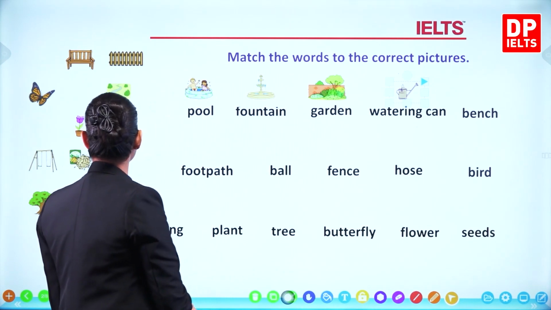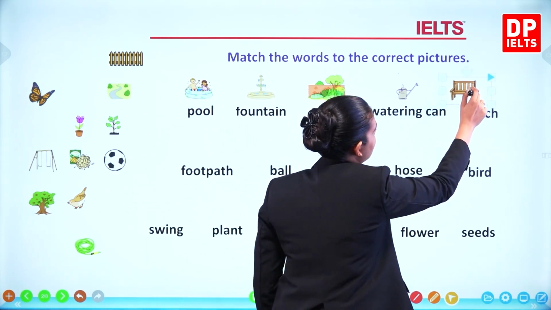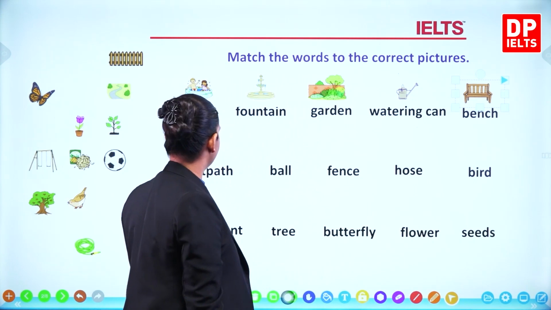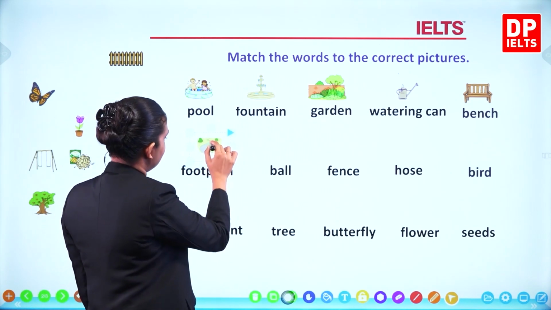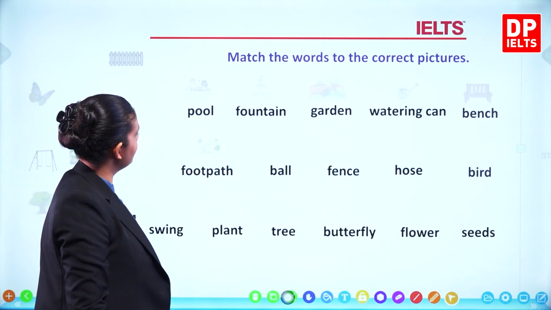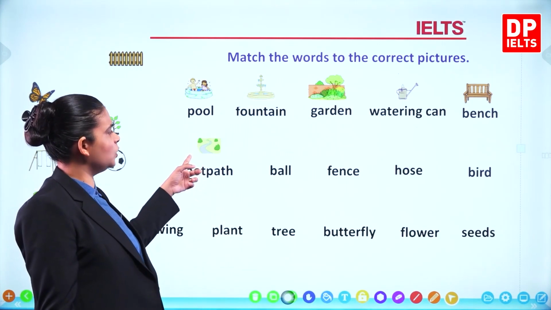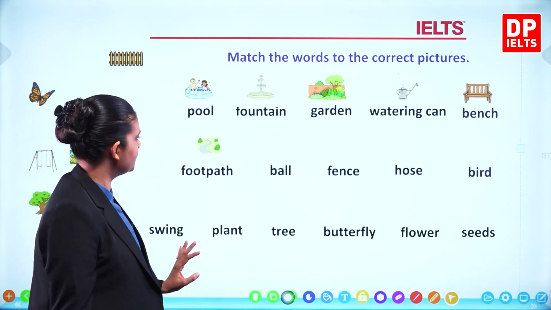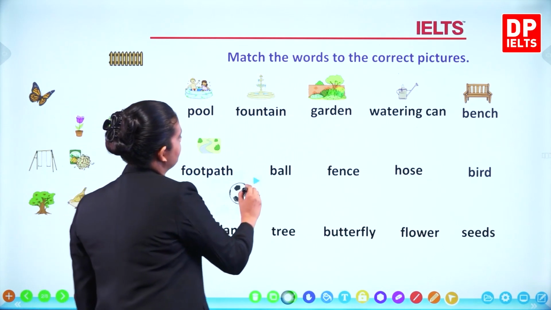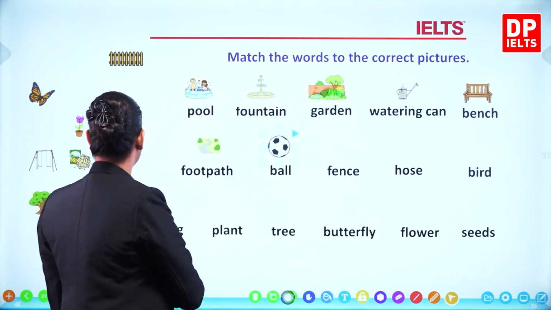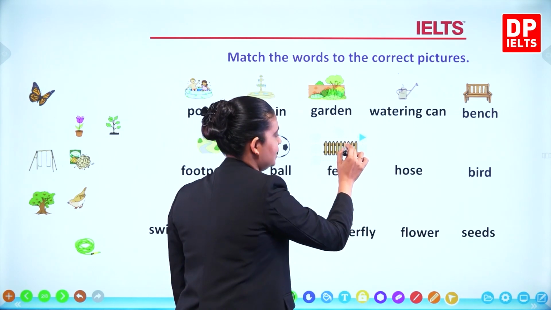The next one is called a bench. And a bench is a place where you sit down. It's a type of a chair. Next one is a footpath. Footpath, as you can see in the picture, is the one which is this way, where you can walk along. Okay, so in parks again, you have a footpath. You might not necessarily have this at home, right? Next one, ball. Ball is something we see at home. Next one is fence. Again something you see at home.